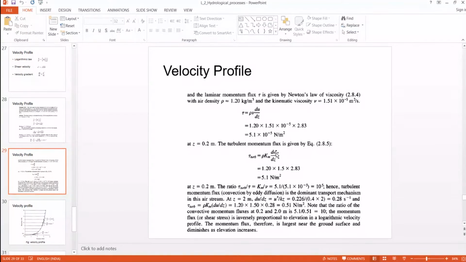So this says that in atmospheric flows, since the flow is turbulent, the convection is much stronger than the conduction, because this is the conduction equation and this is the convection equation. So convection is much stronger. In turbulent flows, the momentum transfer takes place mainly due to convection.